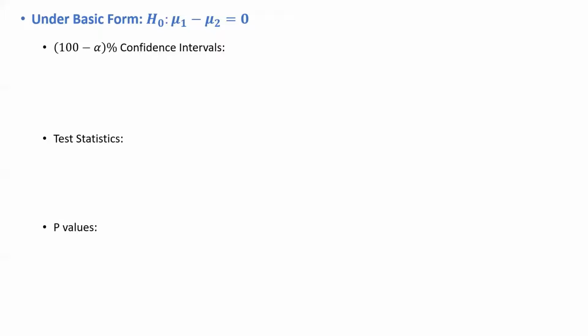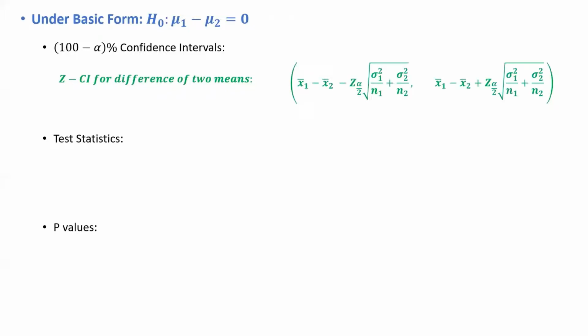The confidence interval method is as easy as always. If we know the two standard deviations, sigma 1 and sigma 2, of the two independent populations, then we go for the z confidence interval. Because there are two means involved, we find a z confidence interval for the difference of two means. Based on the alternative hypothesis of the basic form, we may need a two-sided, left-sided or right-sided confidence interval for the difference of the two means. Here is the equation for the two-sided z confidence interval for the difference of the two means.